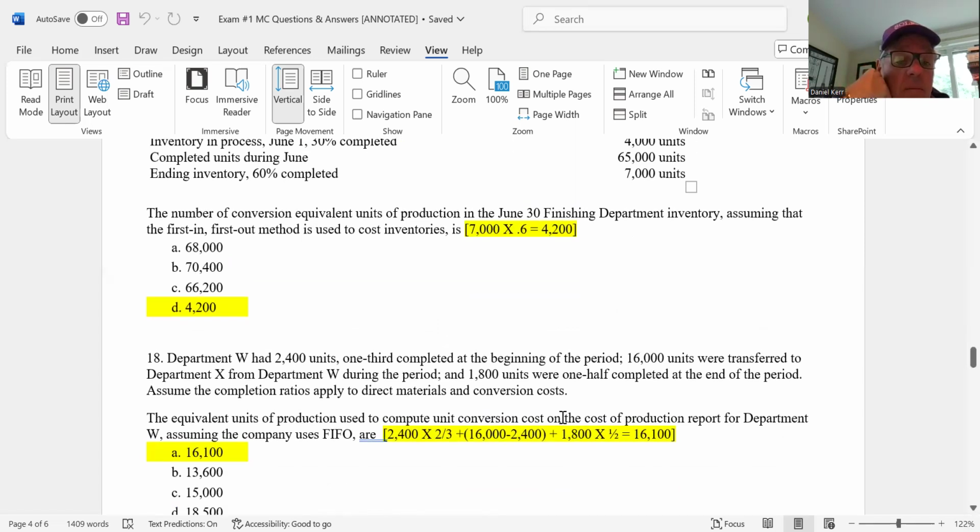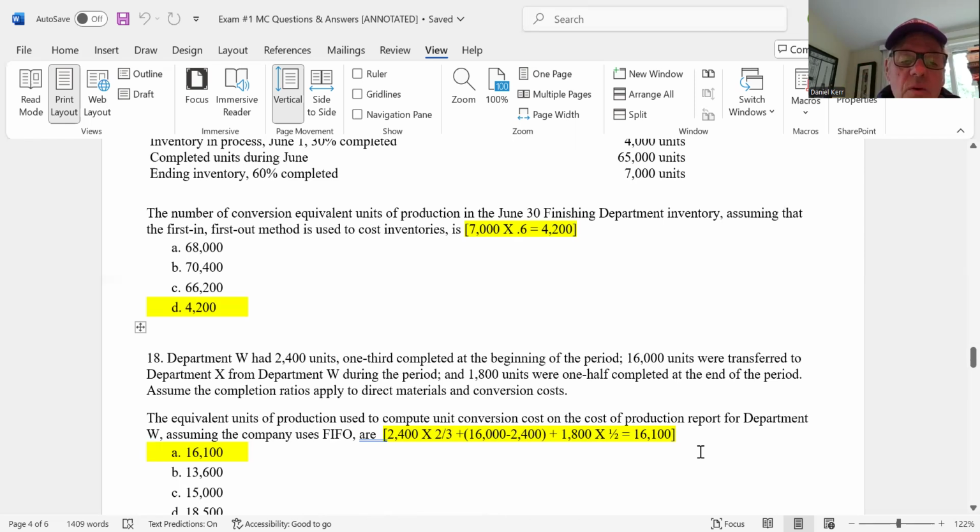18, Department W had 2,400 units, 1/3 complete at the beginning of the period. 16,000 units were transferred to Department X from Department W during the period, and 1,800 units were 1/2 completed at the end of the period. Assume completion ratios apply to direct materials and conversion costs. Okay, the equivalent units of production used to compute unit conversion costs. So conversion costs here. So equivalent units for conversion on the cost report.